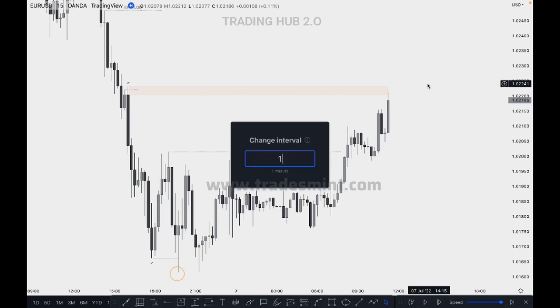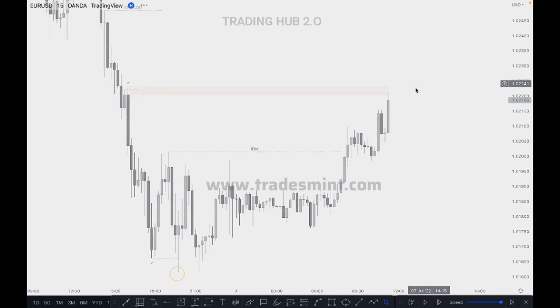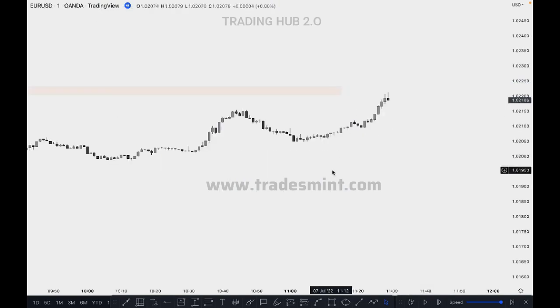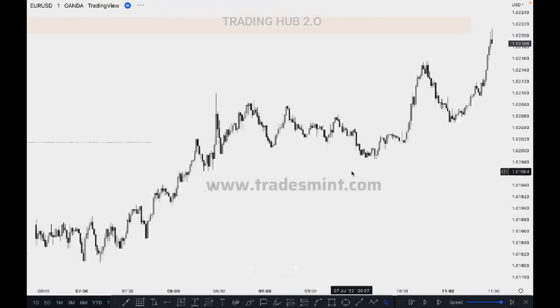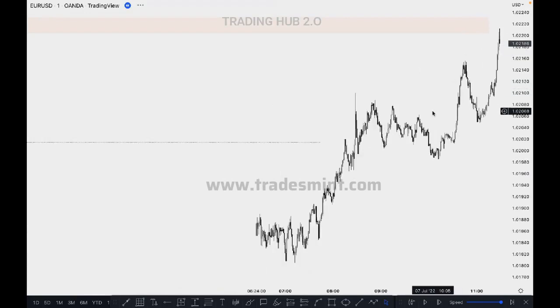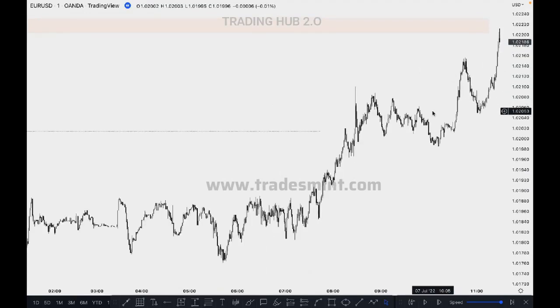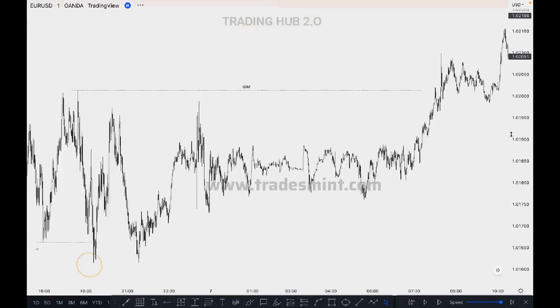Okay, now let's switch into the 1 minute to see exactly how we can take trades. Okay, and if I take trades, you have to remember where our target is and where our stop loss is. Okay, the major target will be the M15 low, which is here.